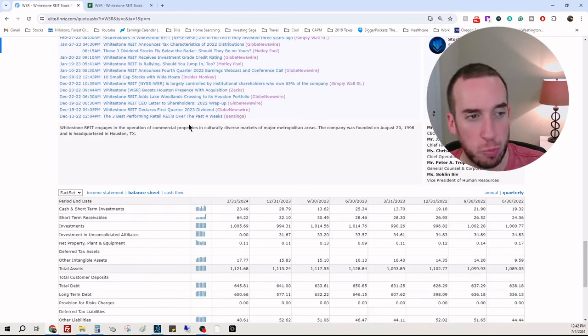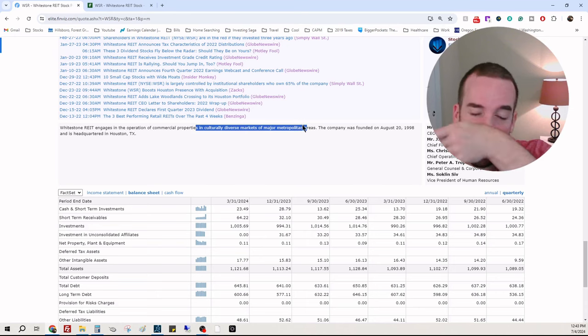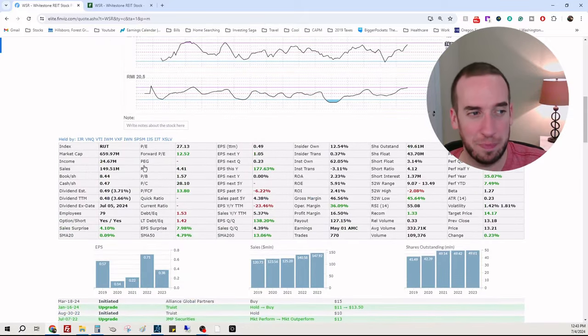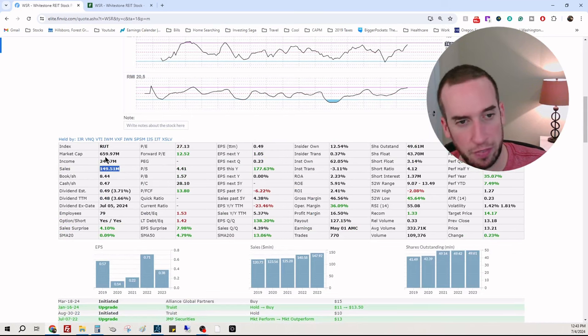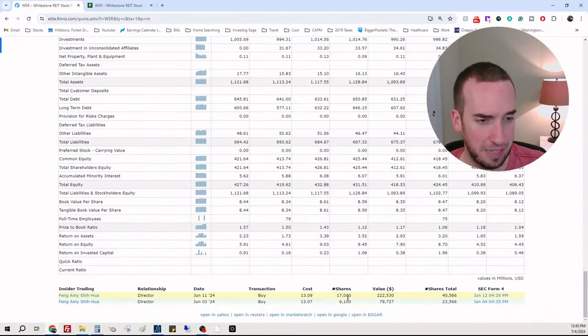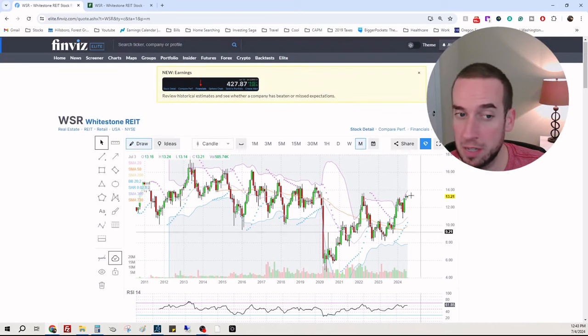They engage in the operation of commercial properties in culturally diverse markets of major metro areas. So, not luxury. I mean, it could be luxury, but the sales here are just not as bolsterous as the others. Bolsterous, I don't know if that's a real word. And then actually, we do have some decent buys down here. Amy bought a ton at $13. Wow, 222,000 at $13.